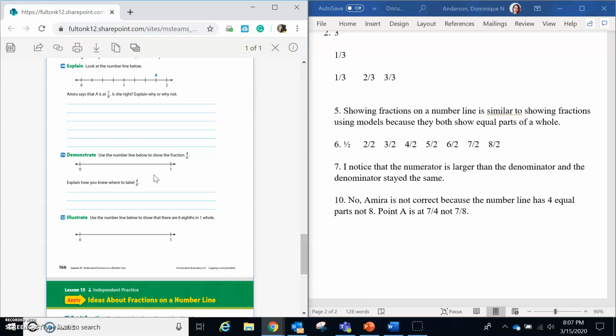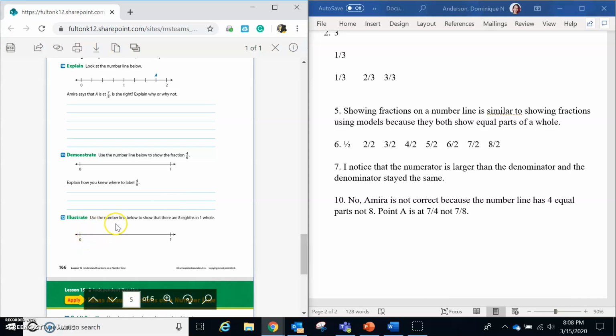Try it out. And then once you do that, count until you get to 4/6 and put your dot on there. Then you're going to explain how you knew where to label 4/6. Tell me step by step what you did.